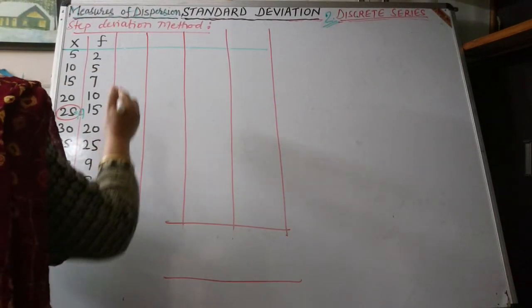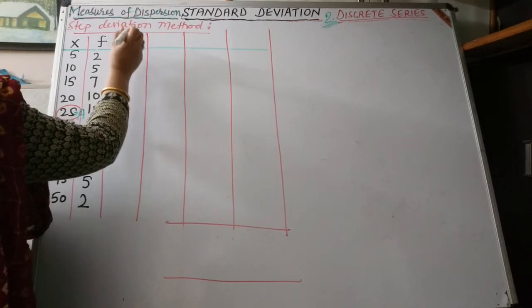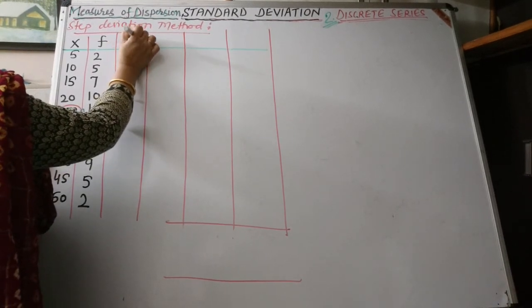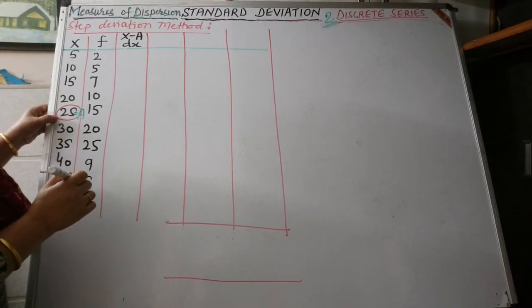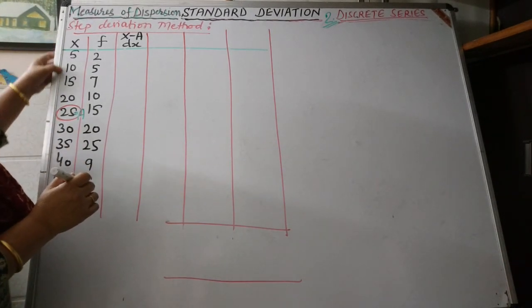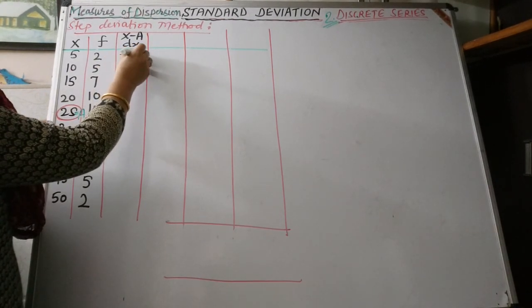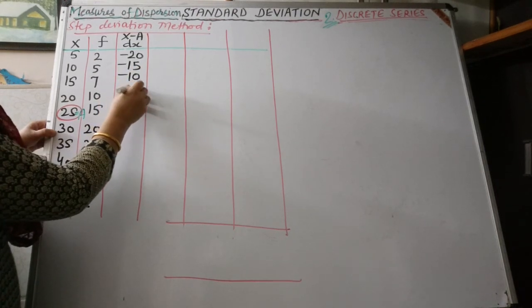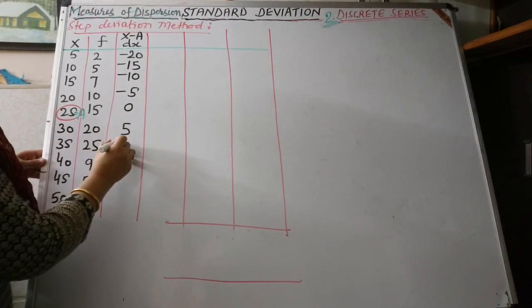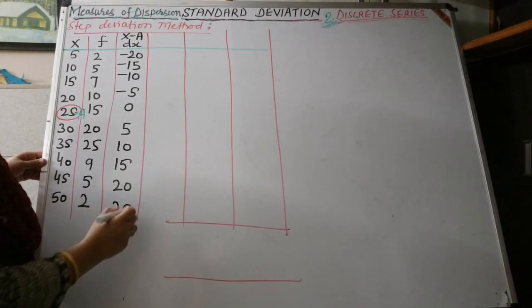So first of all, let us calculate dx. For the calculation of dx, x minus A. It means the assumed mean will be subtracted from all the values of x: minus 20, minus 15, minus 10, minus 5, 0, 5, 10, 15, 20, 25.